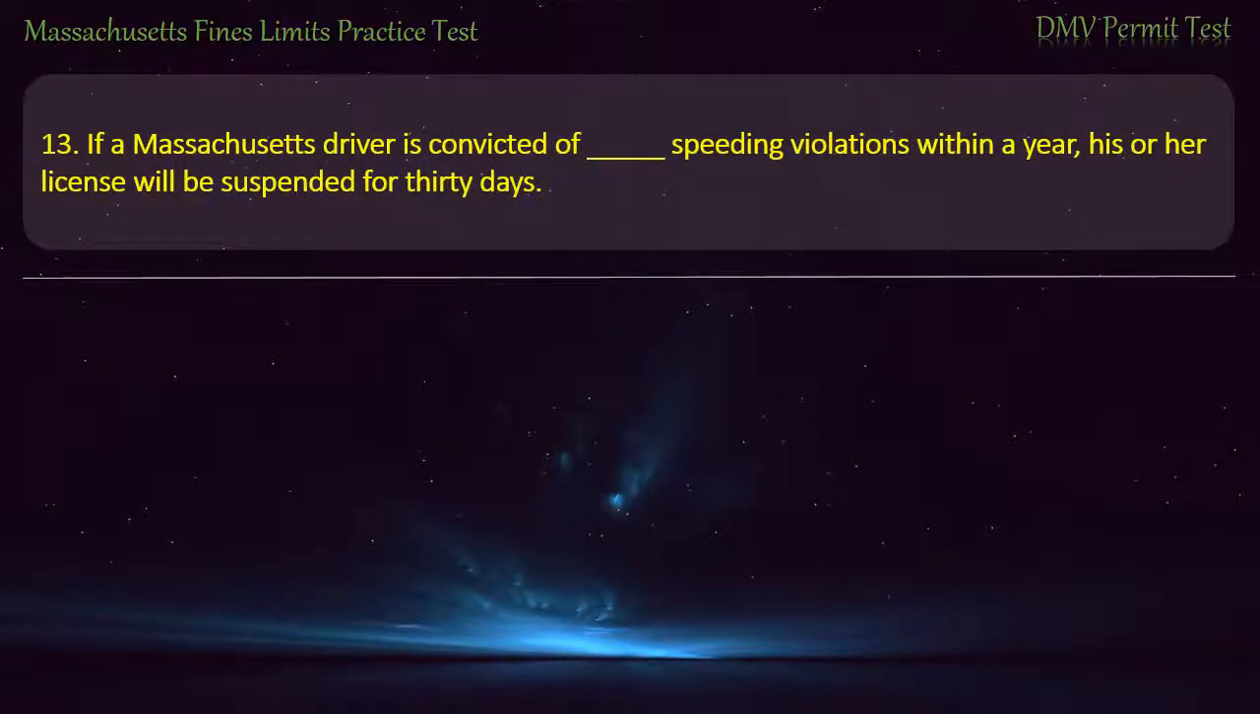Question 13. If a Massachusetts driver is convicted of speeding violations within a year, his or her license will be suspended for 30 days. 5, 6, 4, 3. Answer: 3.